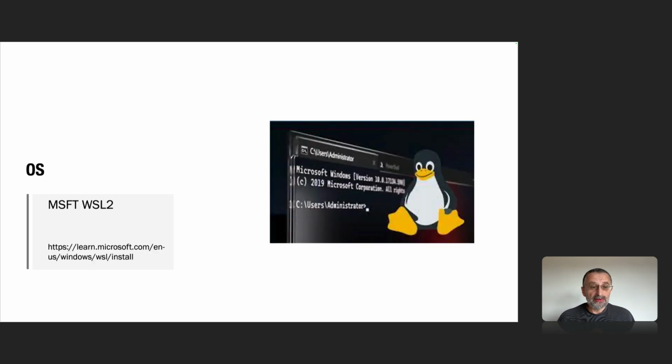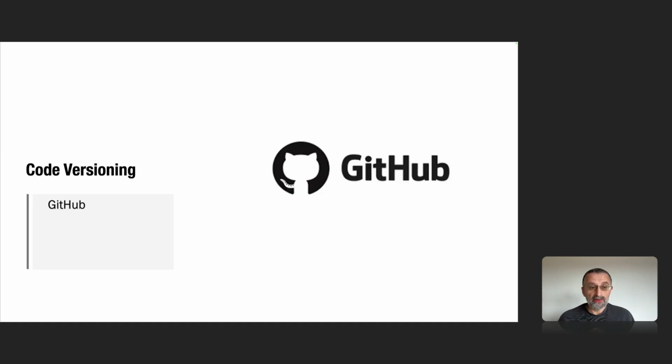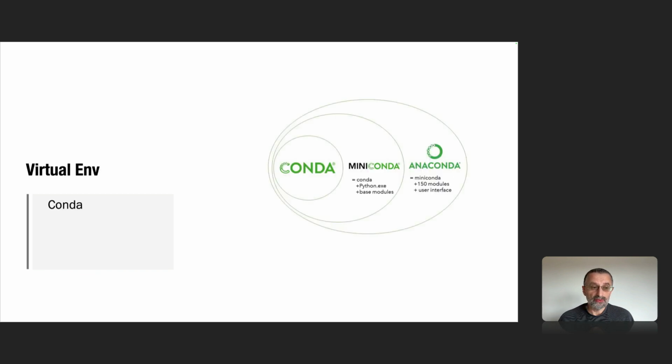In Microsoft, yes, you can use Windows Subsystem for Linux 2 to simulate Linux. That's also possible. For IDE, for integrated development environment, I personally use Microsoft Visual Studio Code, although I work on a Mac ecosystem. That's for me definitely the best solution. Plus Copilot from Google, which helps me a lot in my coding. For code versioning, obviously GitHub or GitLab, whatever Git technology you choose.